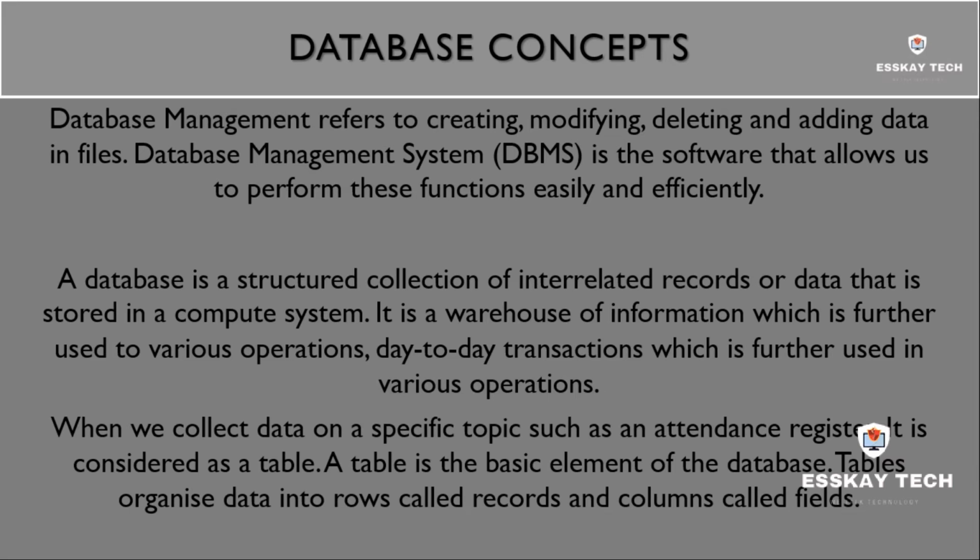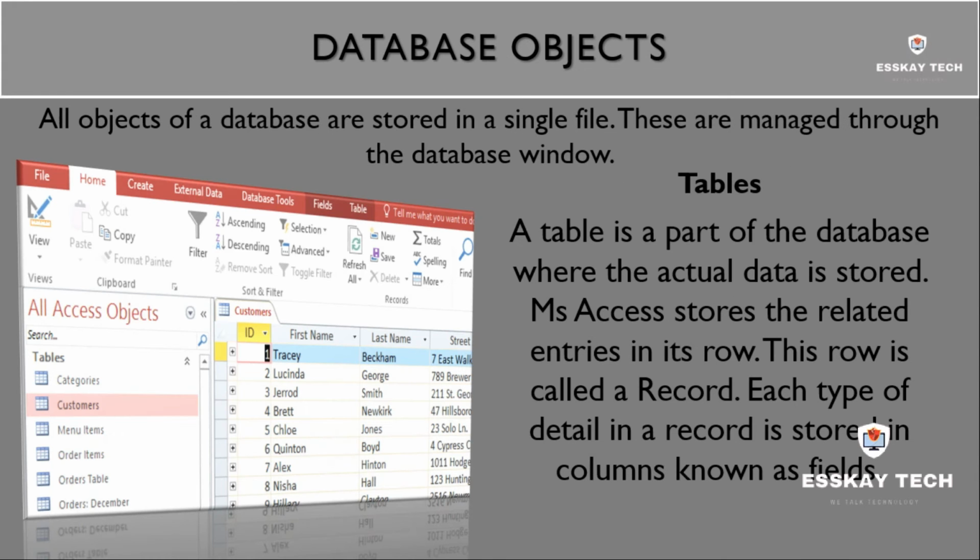To understand the concept of database, we have the database objects. Database objects are the part of a database. A database basically has four different objects, and the first and most important object is called a table. So let us discuss the different objects of a database one by one.